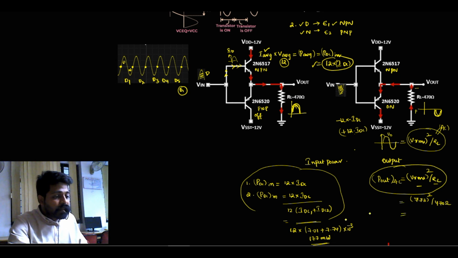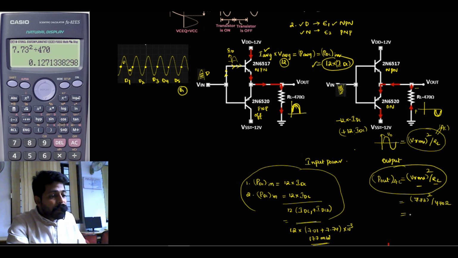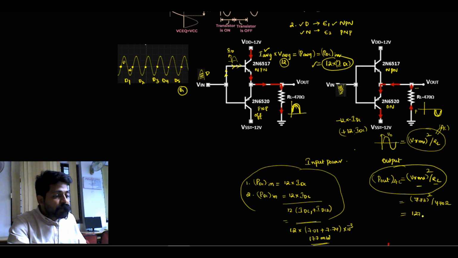Now if I take the calculation value, (7.73) whole square by 470 ohms. So it's around 127 milliwatts, 0.127. We'll keep it as 127 milliwatts.